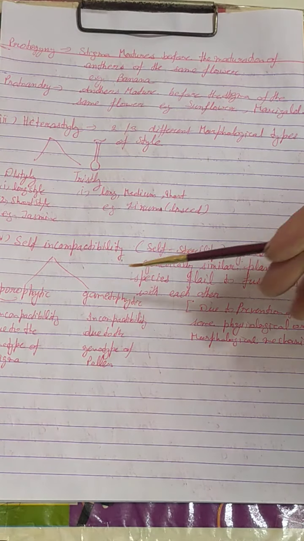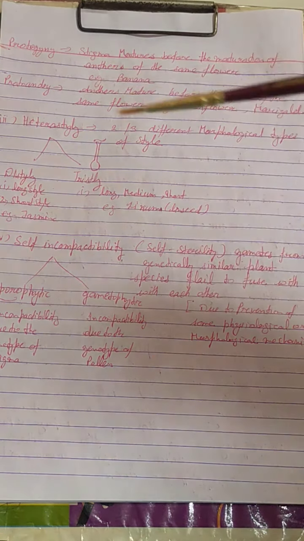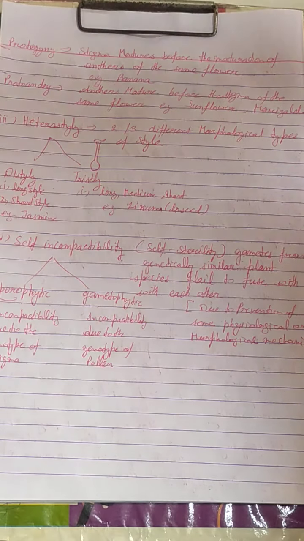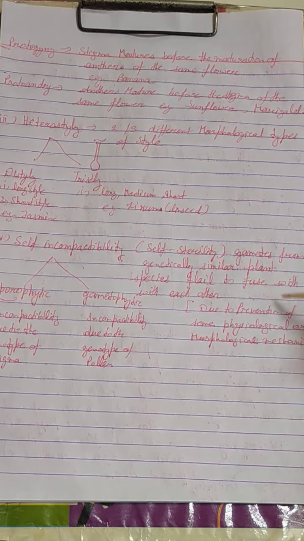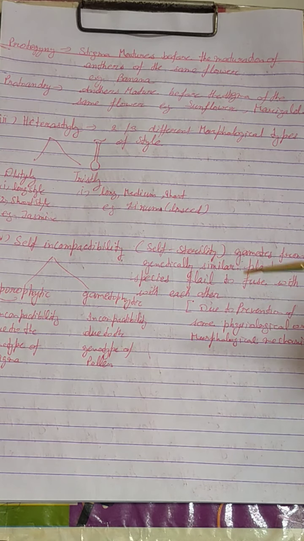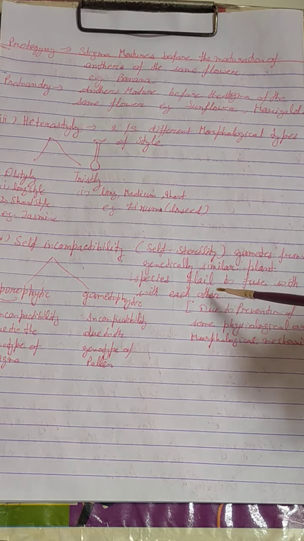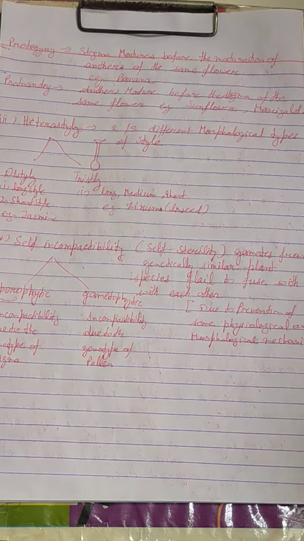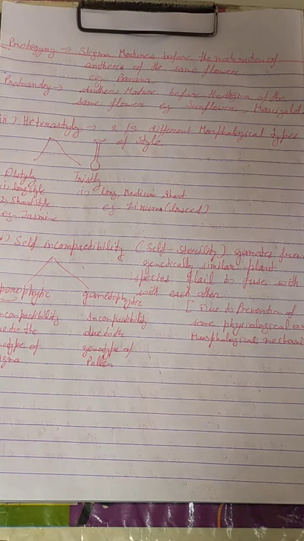Next is self-incompatibility. The last case is that self-incompatibility means self-sterility, meaning gametes that are genetically similar, male or female gametes of the same plant, fail to fuse with each other. This condition is called self-incompatibility. This happens due to some morphological changes occurring in the gametes.